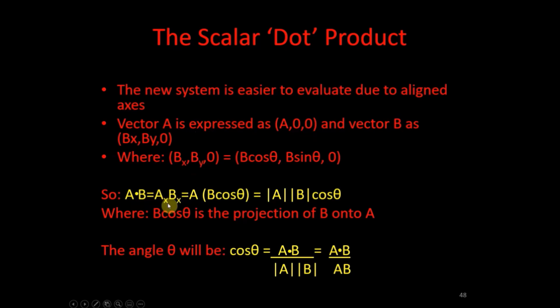Therefore, A dot B is AX BX, which gives us A B cos theta. B cos theta is the projection of vector B onto vector A. The angle between the two vectors then will be cos theta, which will be A dot B, these are the vector quantities, over the magnitude of A and B.